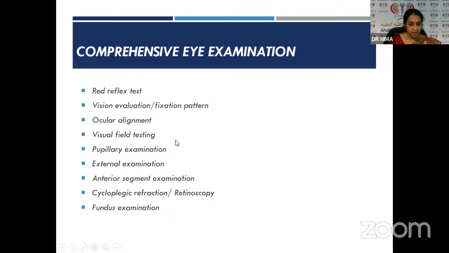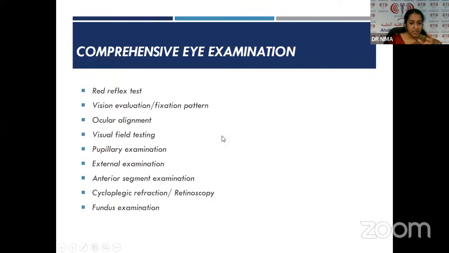We check the visual fields. Pupil examination is done, with the torchlight or with the slit lamp examination, we can assess the pupil, which clearly shows the optic nerve function. And external examination: any ptosis, any lid abnormality, lid swellings.